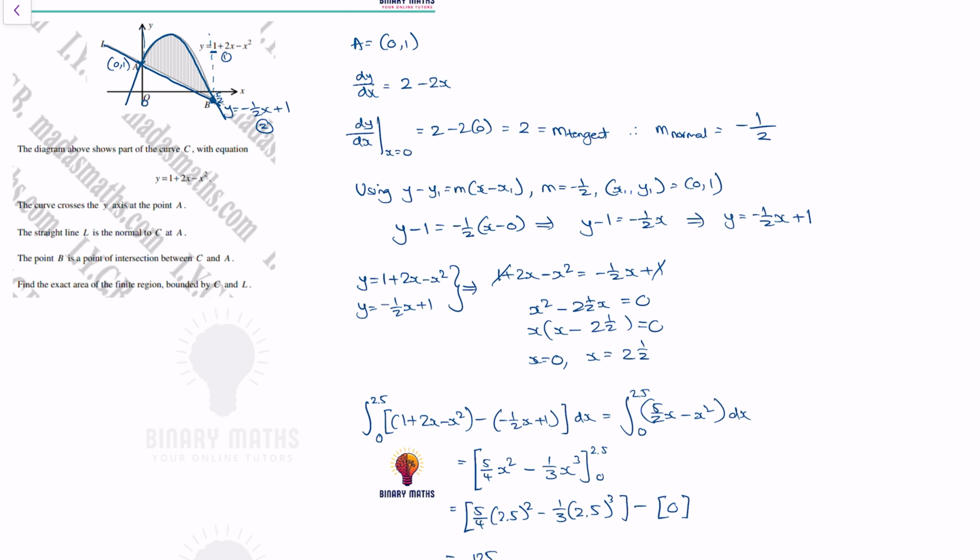Now don't forget, you are allowed to do this because there are no intercepts between A and B. So the curve and the line do not intersect in between A and B. And also, it doesn't matter that some parts are below the x-axis, it still works. We did go through that in the area between curves lesson.